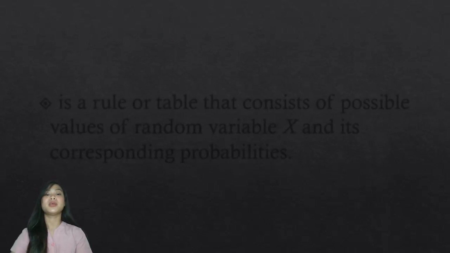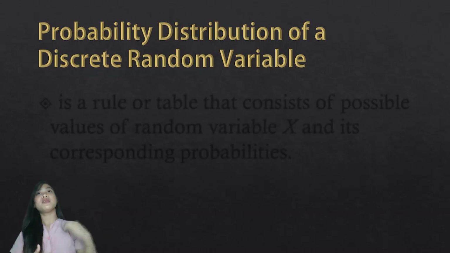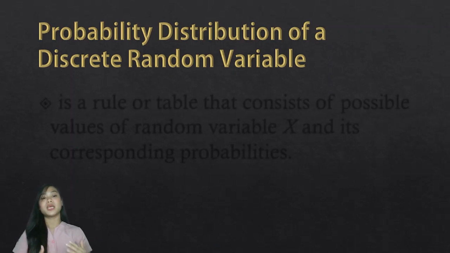Let's move to the probability distribution of a discrete random variable. Again, from our Lesson 1, we already discussed the discrete random variable. What is a discrete random variable? This is a kind of random variable whose values are countable, a countable infinite number or distinct values. So again, it can be counted.